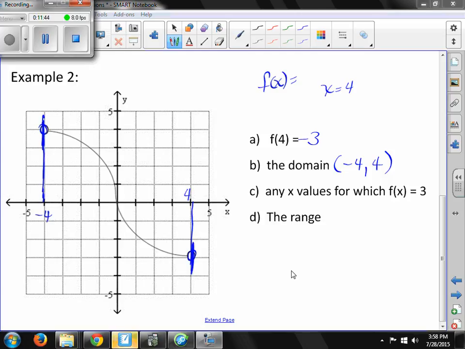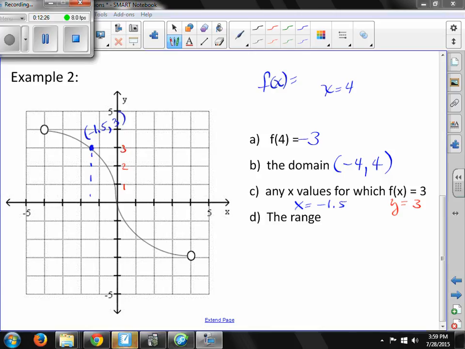C part, we want to find any x values for which f of x is equal to 3. So we'll come over to 3 on the y-axis. 1, 2, 3. F of x is equal to 3. That means that y is equal to 3. So I want a point where y is equal to 3. There's the point where y is equal to 3. And the x value appears to be, if I drop it down to here, it looks like -1.5. And the y value is 3. So x is equal to -1.5.